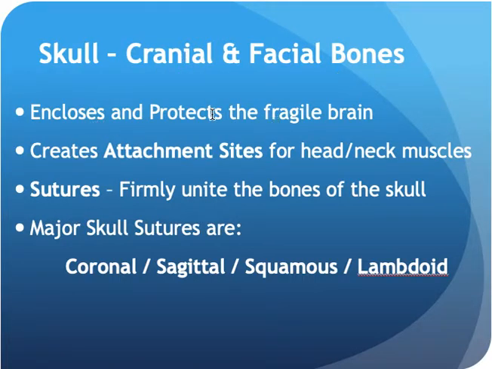It's going to enclose and protect the fragile brain. We're creating attachment sites for the head and the neck muscles. We're going to have sutures that are going to firmly unite the bones of the skull. This is really evident when you're looking at a newborn. And then the major skull sutures are the coronal, sagittal, squamous, and lambdoid. And a lot of these we've looked at when we talked about the planes. So we're familiar with the coronal plane, we're familiar with the sagittal plane, and they're going to be along the same line. So if we know our other stuff really well, some of this will be kind of repetitious.